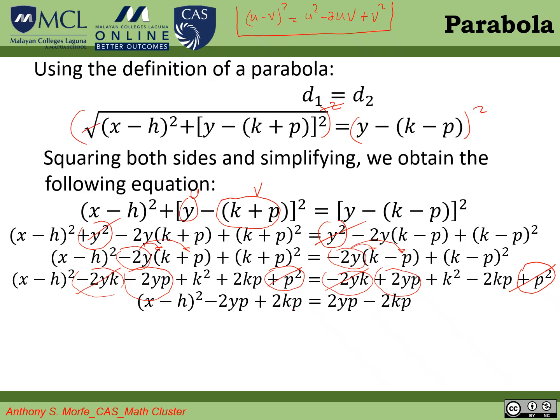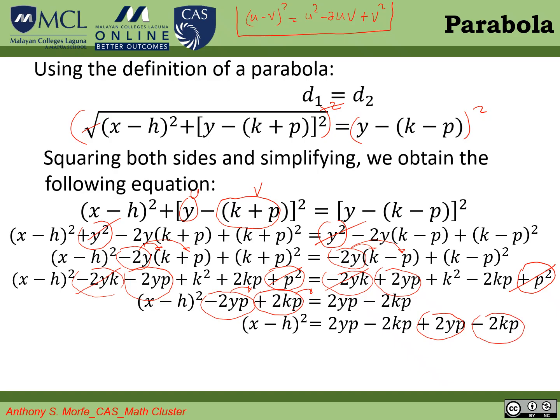So if we are going to transpose, combine, we can combine similar terms. So combining similar terms, putting only x minus h squared on the left side, the rest we transpose to the other side. So move this to the other side, so this becomes plus. Move this to the other side, this becomes minus. As you can see here, this is the original one. Okay, so when you move this yp, this becomes positive 2yp. When you move this kp, this is positive, so this becomes negative. Okay, and then combine them.